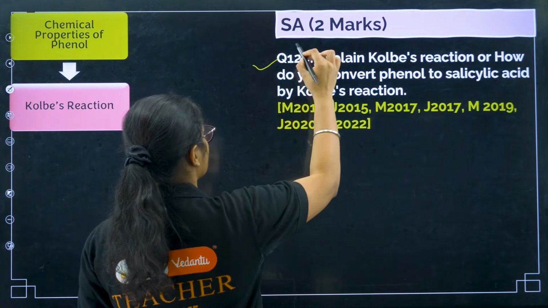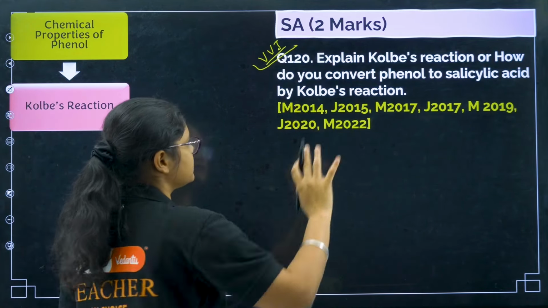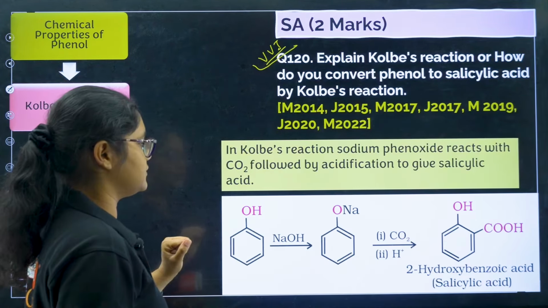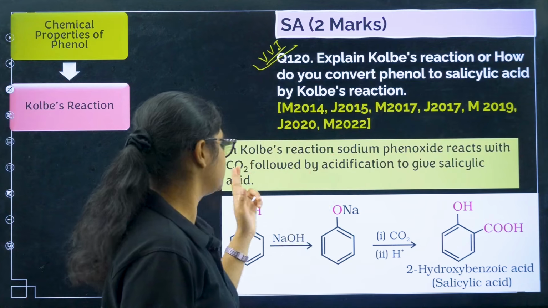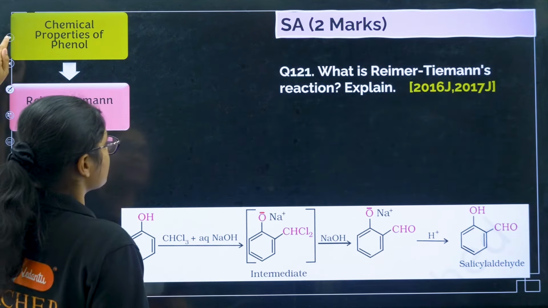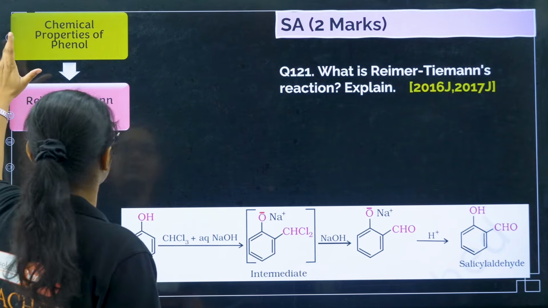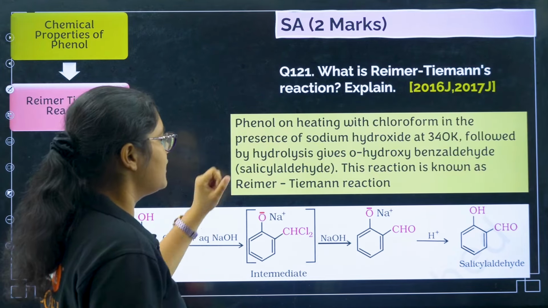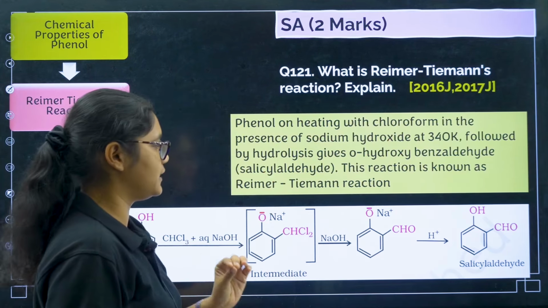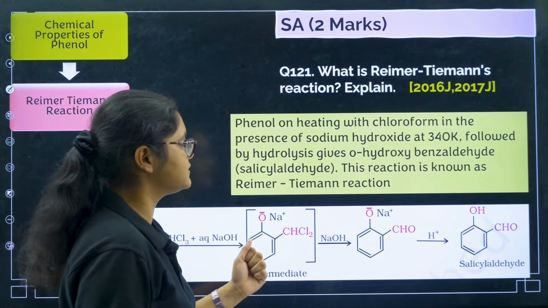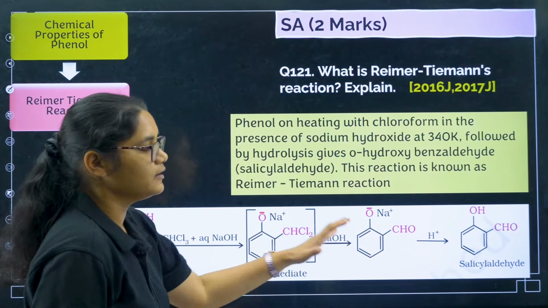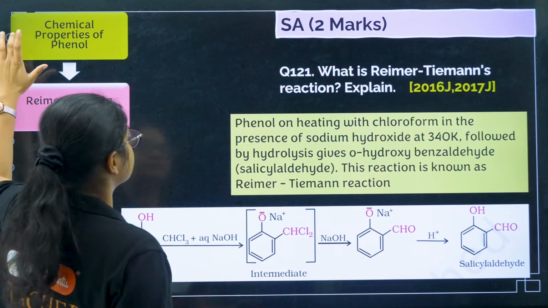This is a very important question again, VVI. Kolbe's reaction you should know, and you should write the statement as well as the reaction. Sodium phenoxide reacts with carbon dioxide followed by acidification to give salicylic acid. Next we have Reimer-Tiemann reaction. Here also first you have to write the statement. Phenol on heating with chloroform in the presence of sodium hydroxide at 340 Kelvin followed by hydrolysis gives ortho-hydroxybenzaldehyde. This reaction is known as Reimer-Tiemann reaction. Then the reaction has to be mentioned.